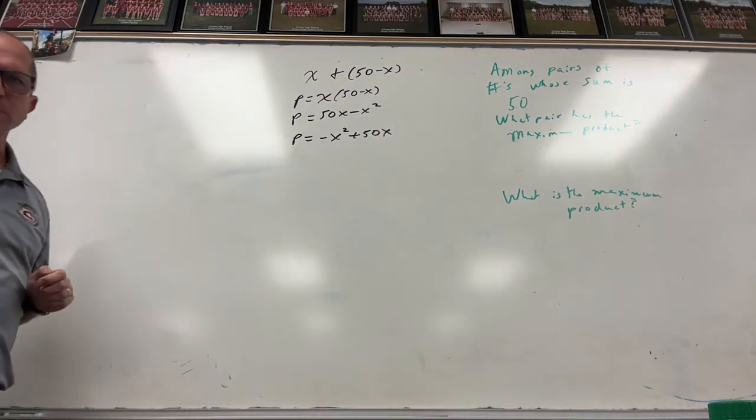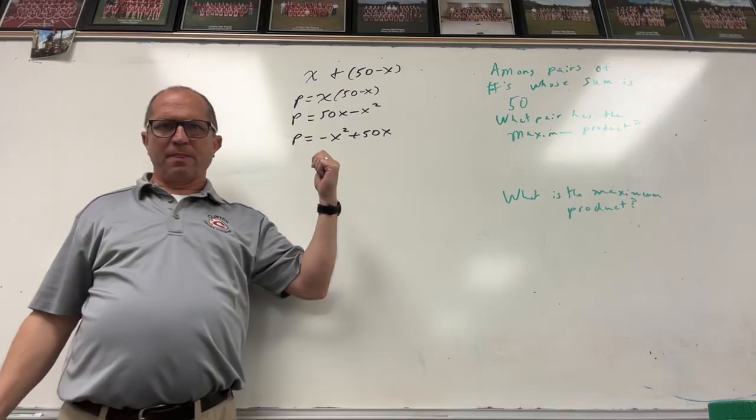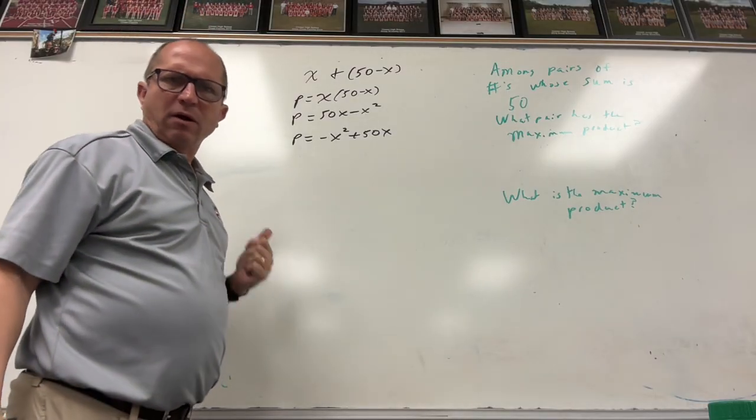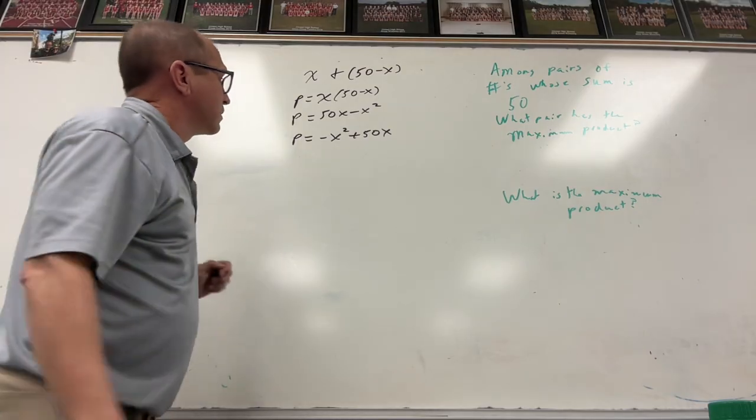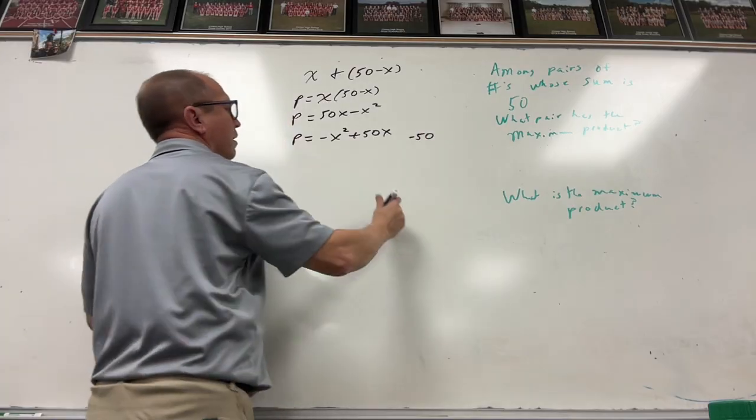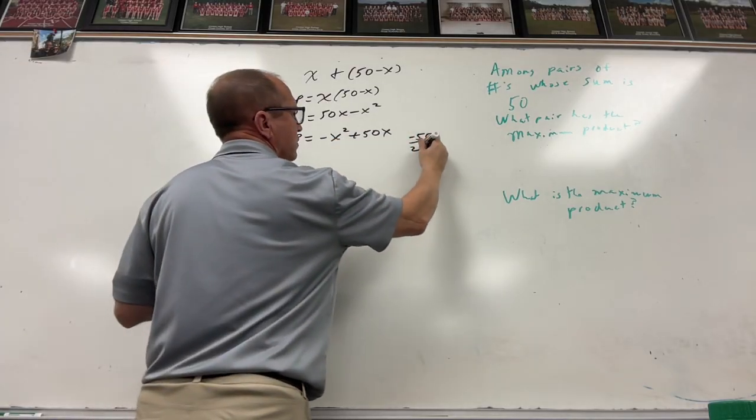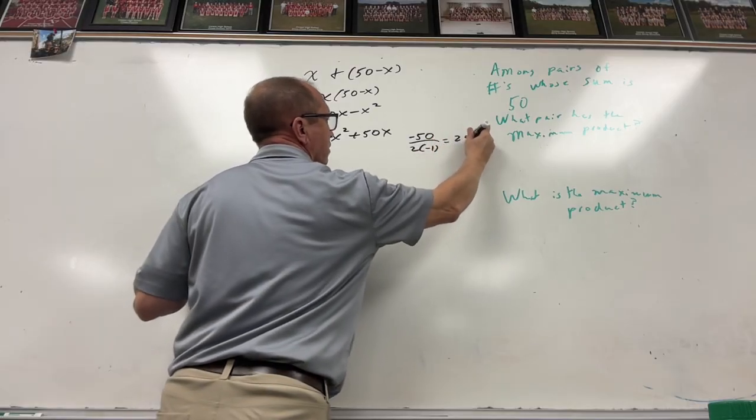Now, at this point, if it's a parabola, which this is, the maximum or the minimum point is going to occur at the vertex. So we want to know, where is this vertex? Well, again, we go to the negative b over 2a, a being negative 1, so 2 times negative 1, and that would be positive 25.